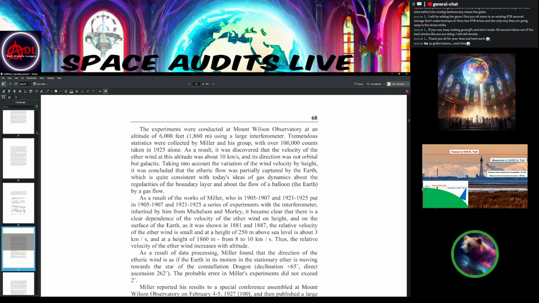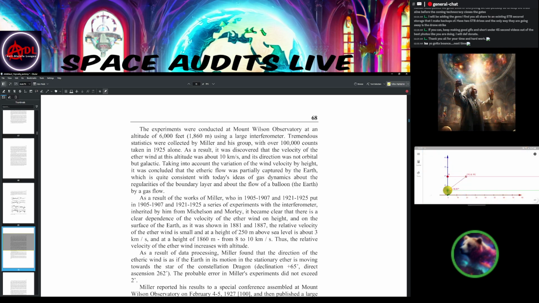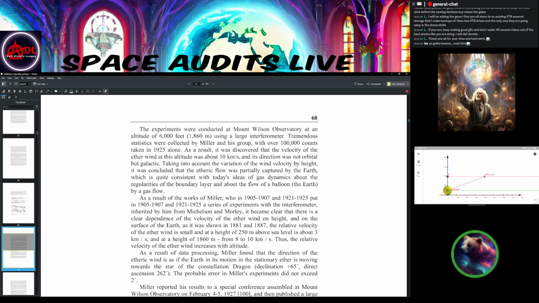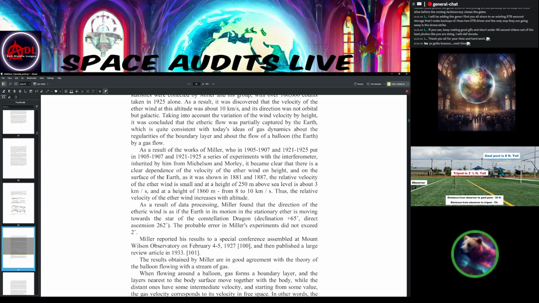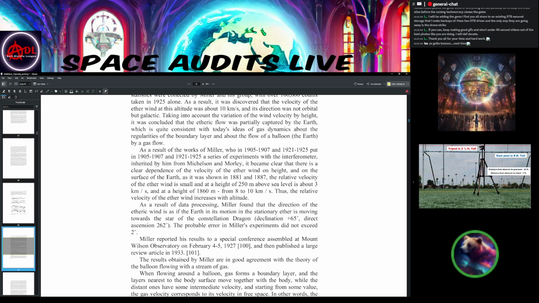Taking into account the variation of the wind velocity by height, it was concluded that the electric flow was proportionally captured by the Earth, which consists of today's ideas of gas dynamics about the regularities of the boundary layer and the flow of a balloon, the Earth, by gas flow. As the result of the works of Miller, who in 1905, 1907, 1921 and 1925 put a series of experiments with an interferometer inherited by him from Michelson and Morley.